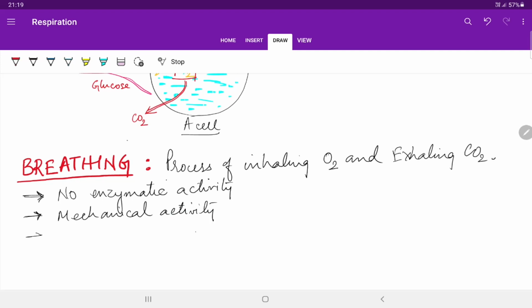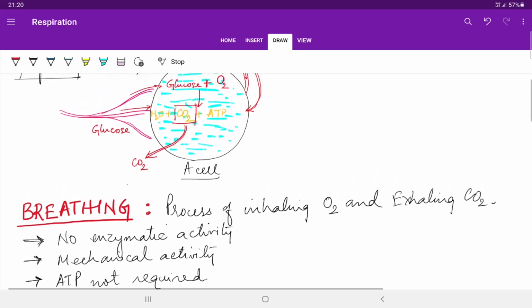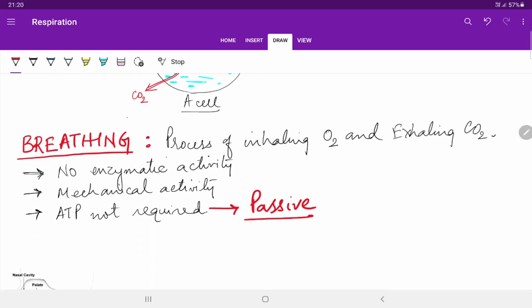The last thing that we have to pay attention to is that ATP is not required here. The simple inhalation and exhalation process of the living system does not involve ATP, which means it is a passive process. Just the opposite of passive is active, when ATP is involved.